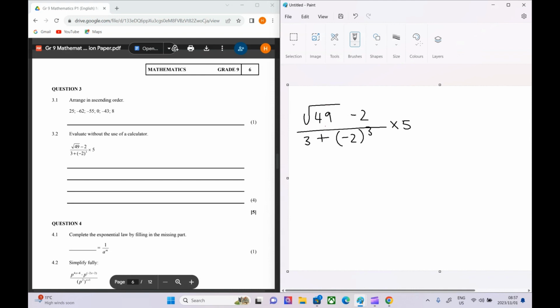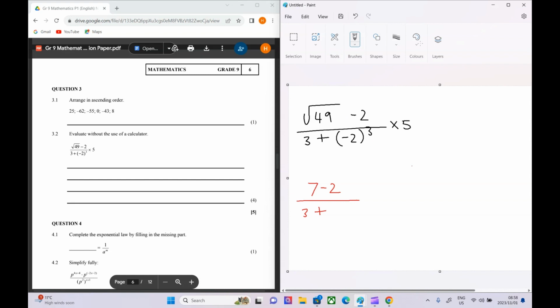First of all, let's work with the top of the fraction. The square root of 49, we should know, is 7. So we're going to write that, minus 2. Then let's work with just the bottom. At the bottom, we've got the 3, can't do much with that, and then minus 2 to the power of 3.